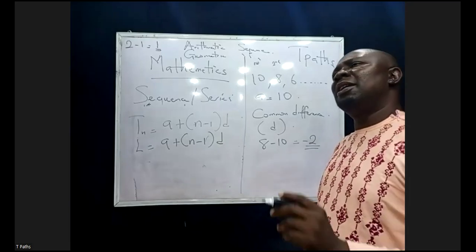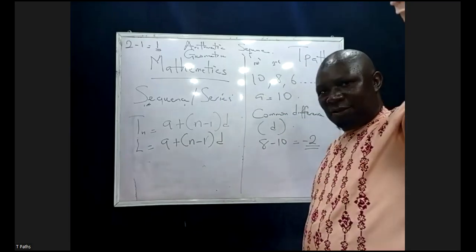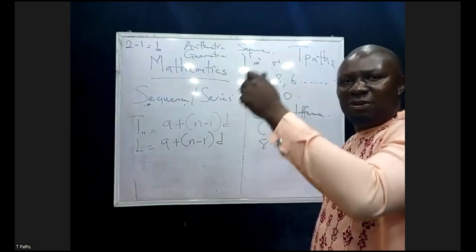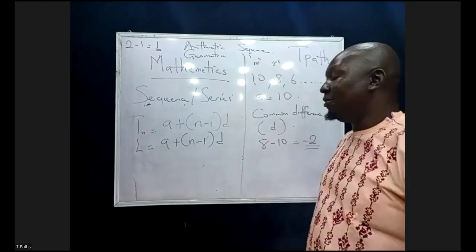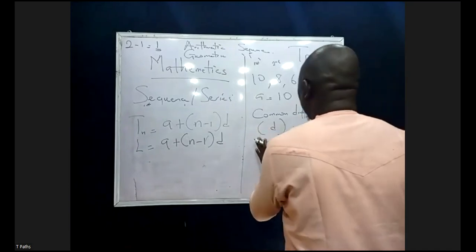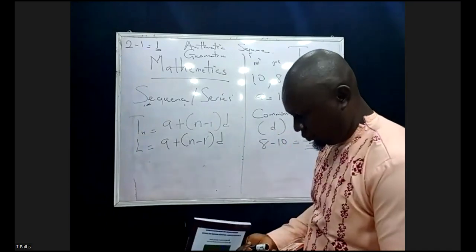Probably you say, okay, I want to get the last term of 100 terms. It's not easy for you to say, okay, maybe 2 plus 4 plus 6 plus 8 plus this. So for you to get the 100th term, you just need this formula, like what I gave you here now. Like this sequence I gave you.